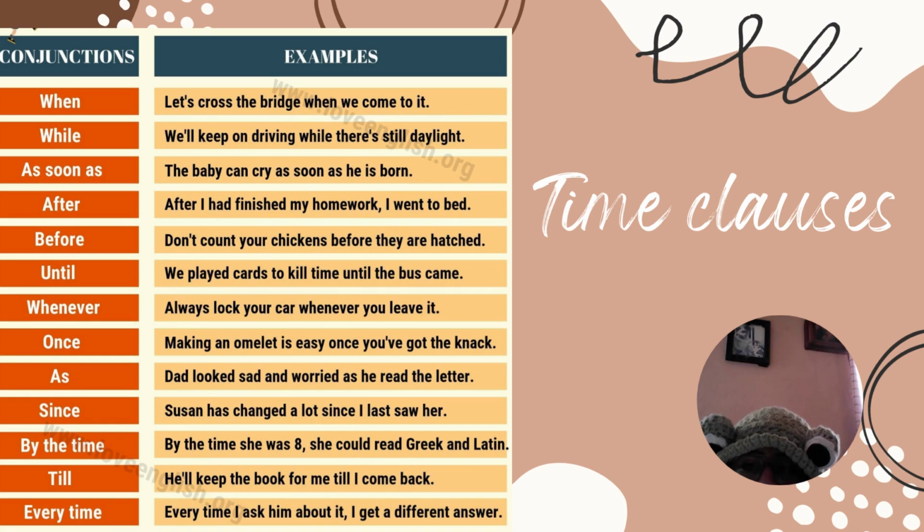We can use time clauses to show the order of events, like when, or while, or as soon as, or since, or once, or until, or every time, till. And one example could be before you start the cheese sauce, you make some popcorn.